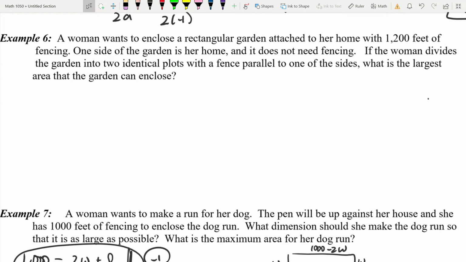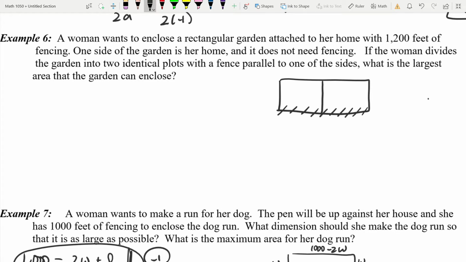So she has this rectangular garden. Okay, so draw the garden. But now she's going to divide it in half. I always want you to divide it in half the same way, and that's right there. Why? So you get used to it and it's easy. Okay? It's also up against her home, so I'm going to go like this. I'm always going to put the home or the barn or the river or whatever right there.